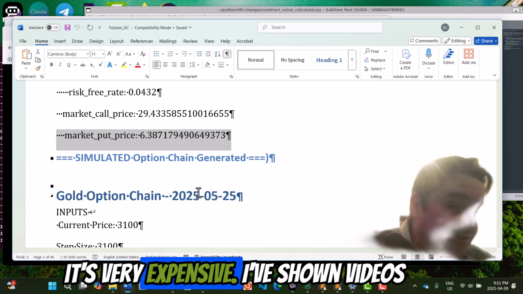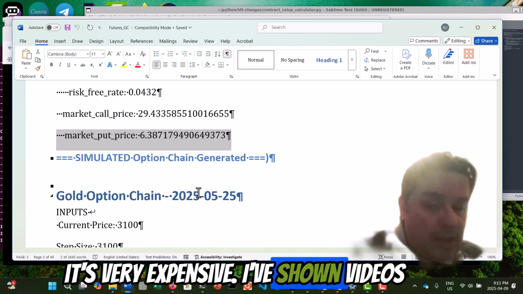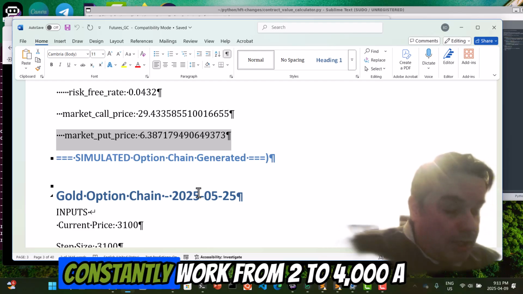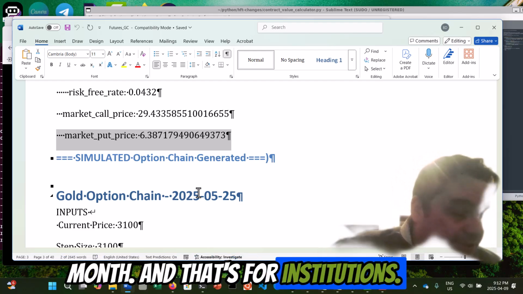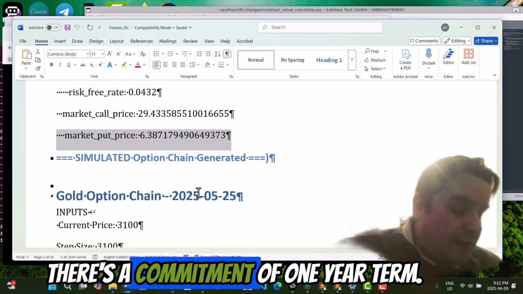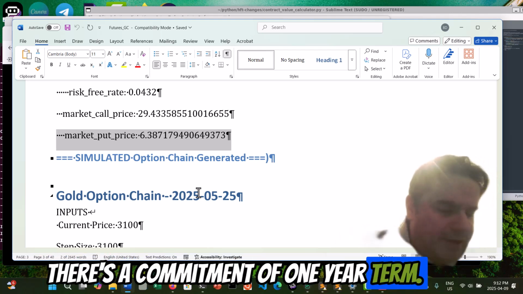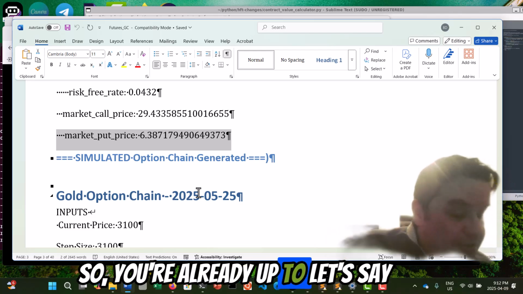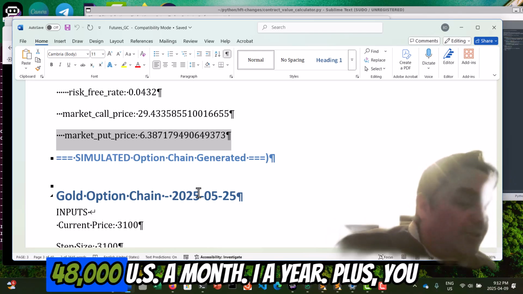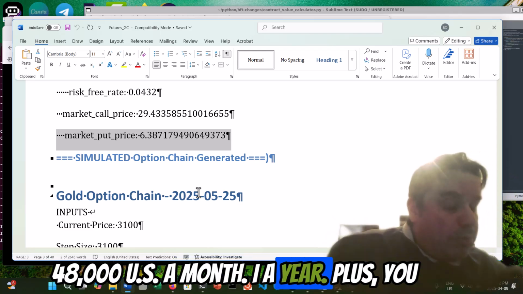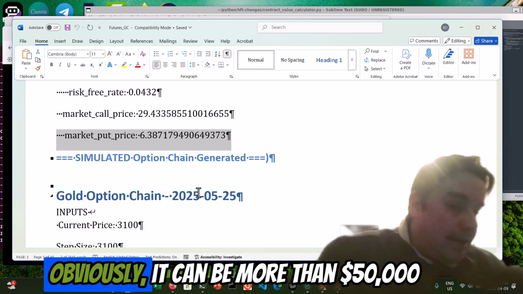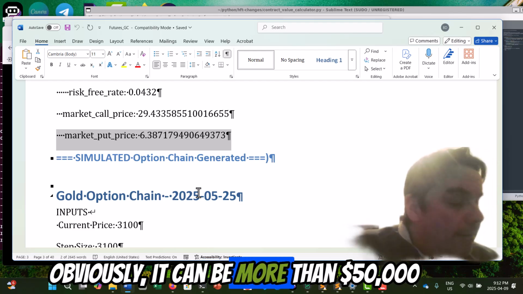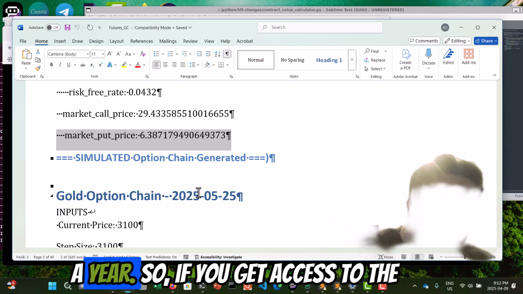And the reason for that is it's very expensive. I've shown videos and blog posts on it where it can cost anywhere from 2,000 to 4,000 a month, and that's for institutions. There's a commitment of a 1 year term, so you're already up to, let's say, 48,000 US a year. Plus, you have to pay licensing fees as well, and it can be more than $50,000 a year.